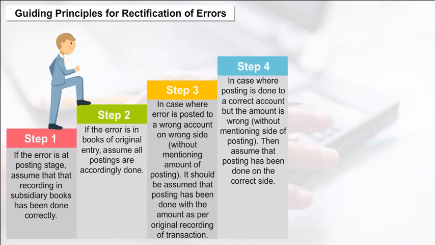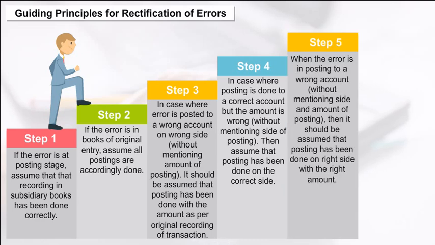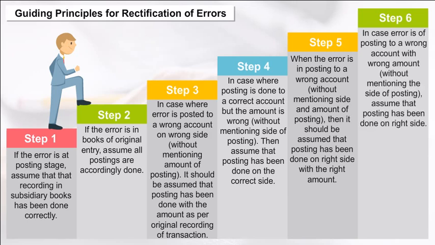4. In case posting is done to a correct account but the amount is wrong without mentioning the side of posting, then assume that posting has been done on the correct side. 5. When the error is in posting to a wrong account without mentioning the side and amount of posting, it should be assumed that posting has been done on the right side with the right amount. 6. In case the error is of posting to a wrong account with a wrong amount without mentioning the side of posting, assume that posting has been done on the right side.